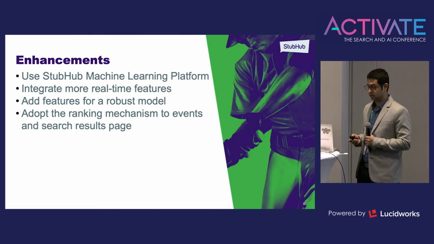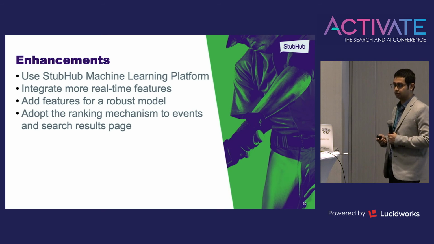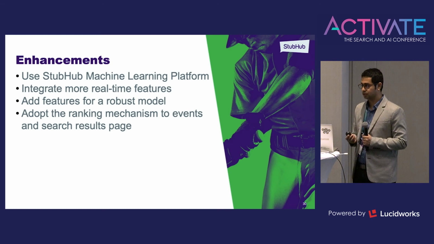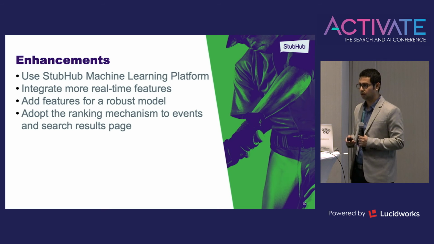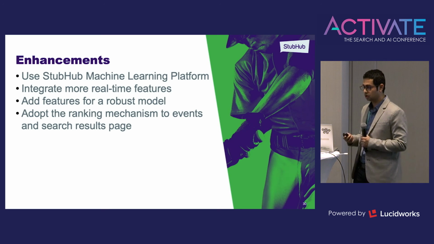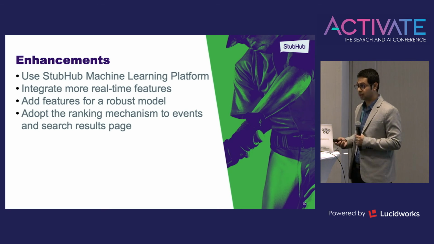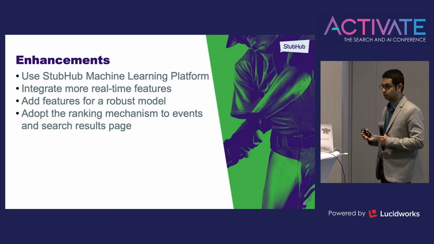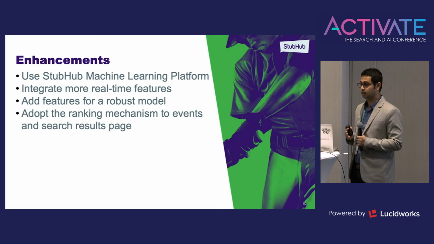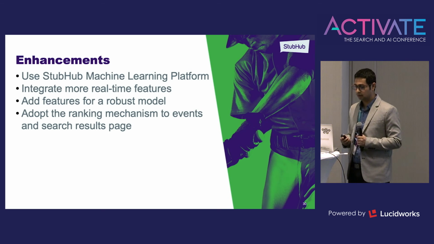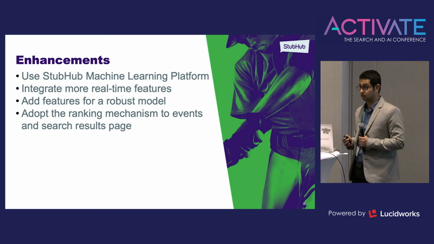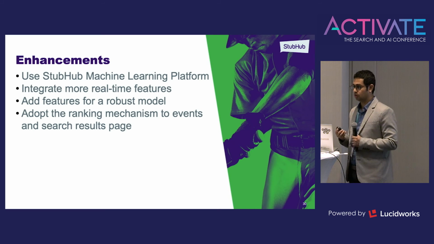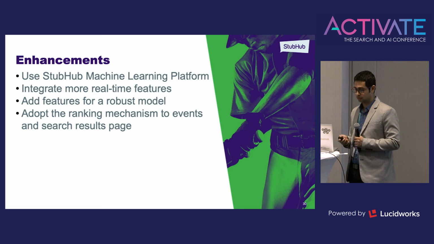As for enhancements, as I said, we'll be using the StubHub machine learning platform, which has feature stores, and we'll be using different models and integrating more real-time features that will make our model robust, so that our model won't decay, or decays very little, with time. And we'll adopt the same mechanism for ranking the events and the venues, and also the search result page.